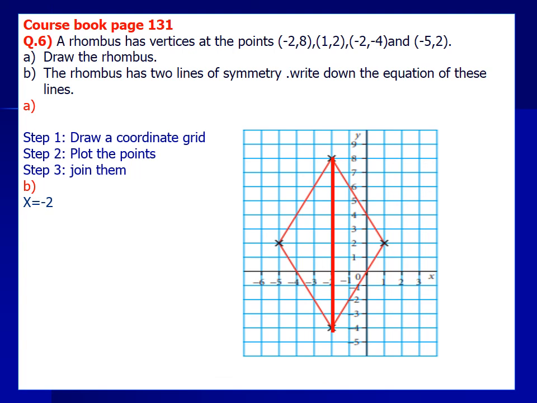The second line of symmetry, I draw now the second line of symmetry. What do you notice also here? All the values of y are constant, which is equal 2. So, the equation for this line is y equal 2.